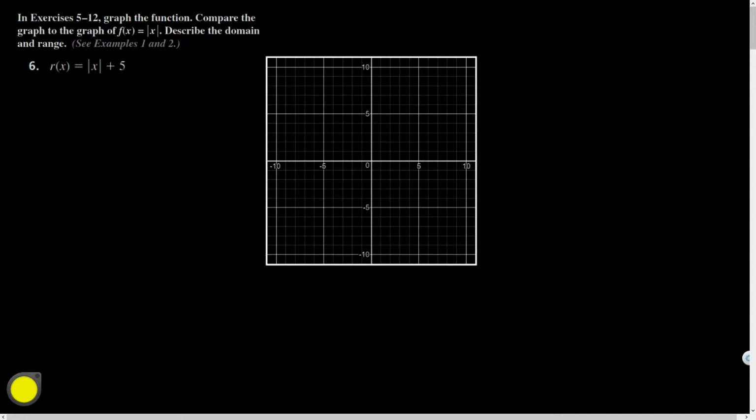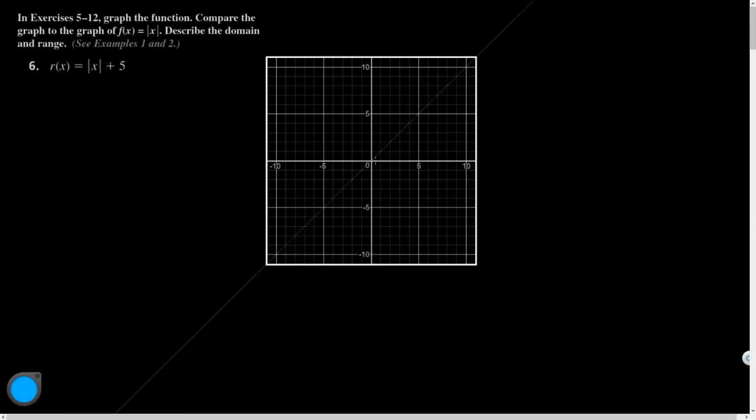So here's question 6 from last night's quest. It says graph the function and compare the graph to the graph of f of x equals abs x. So first of all, let's graph f of x equals abs x. It has a vertex at 0, 0.